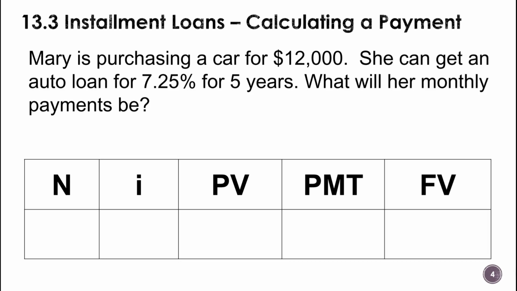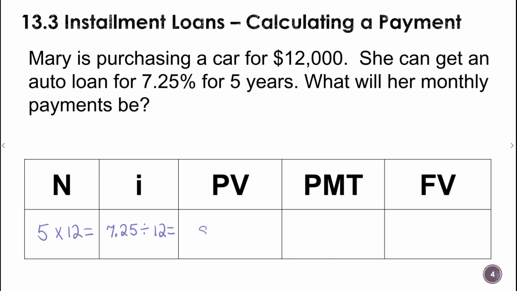So Mary is purchasing a car for $12,000. She can get an auto loan for 7.25% for 5 years. What will her monthly payments be? We're just checking for the payment. We do 5 times 12 equals, because she's making payments for 5 years and they're monthly. The interest rate divided by 12 equals, don't forget your equals before you put that on your TVM key. Also, don't forget, reset your calculator, clear your TVM keys on a regular basis to keep your calculator operating properly.